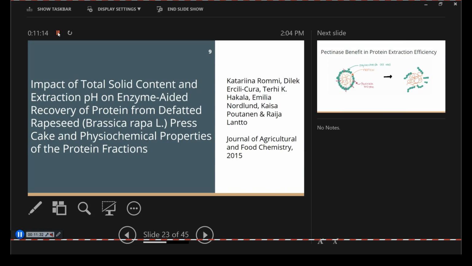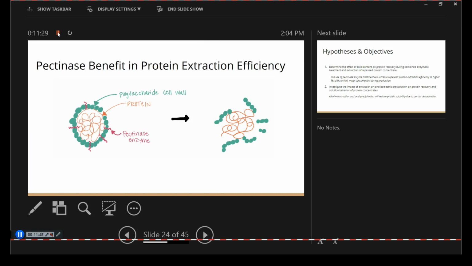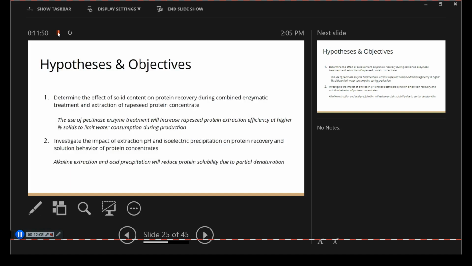So for the second manuscript, we are looking at the impact of total solid content and the extraction pH on enzyme-aided recovery of protein from defatted rapeseed press cake and the physicochemical properties of the protein fractions that are isolated. The pectinase enzyme is of interest for increasing protein extractability, as protein may be bound within a polysaccharide cell wall, and the pectinase can help to break down the cell wall to increase the affinity of the protein to solubilize within extraction to be isolated.